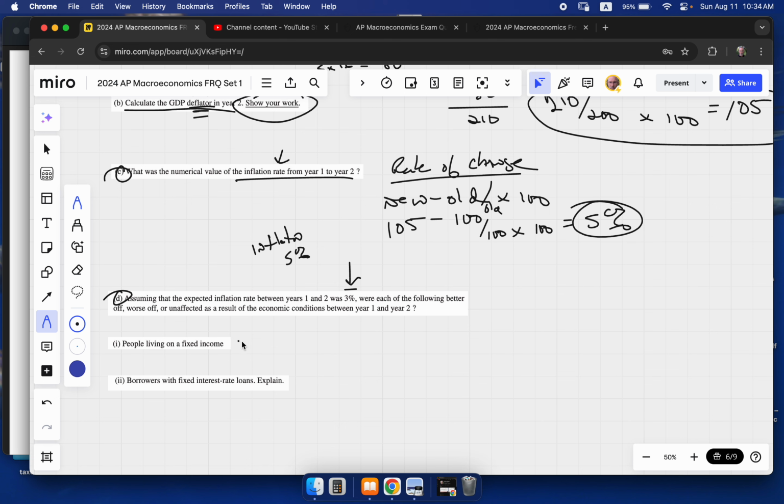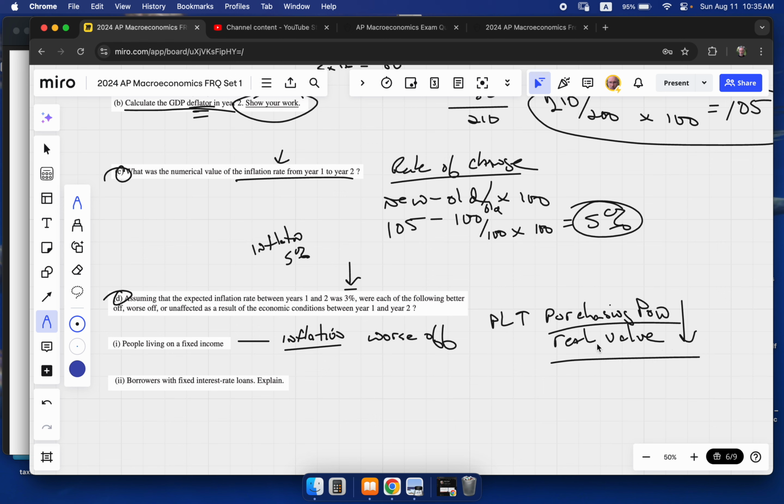So people living on a fixed income, obviously with inflation, would have been worse off, right? Because their money has less value. It can buy less stuff. As price levels go up, what you and I should know is that purchasing power, what you can actually buy, the real value of your cash, is going to go down, right? You can buy less stuff as things are more expensive. Therefore, people living on fixed incomes are worse off. I think that's easy enough.